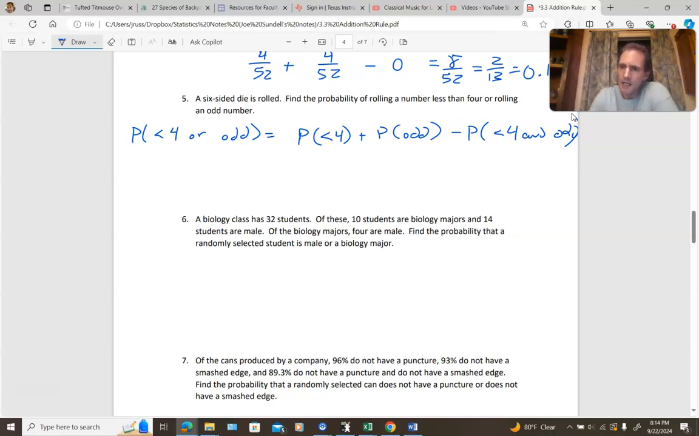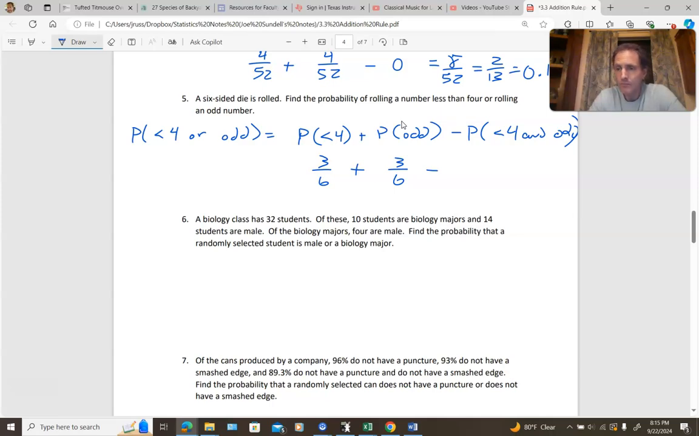So the probability that it's less than 4, so how many numbers on a die, this is a 6-sided die, are less than 4? Well, 3, 2, and 1, so that's 3 of them. So 3 out of 6, plus how many numbers are odd? Well, 1, 3, and 5, so that's 3 as well. Minus the intersection. Okay, so is it possible to roll a number that's less than 4 and odd? And it is. Okay, so these events are not mutually exclusive.